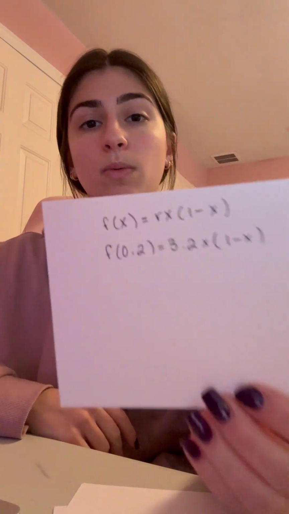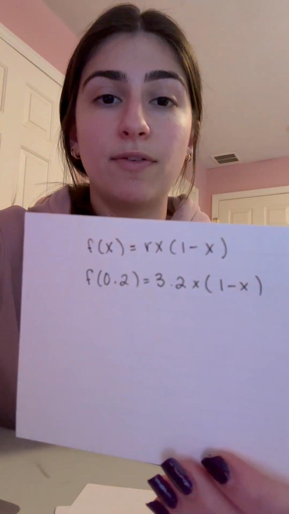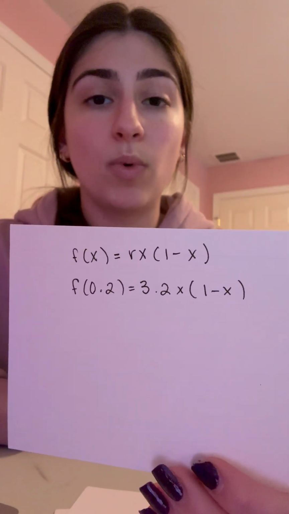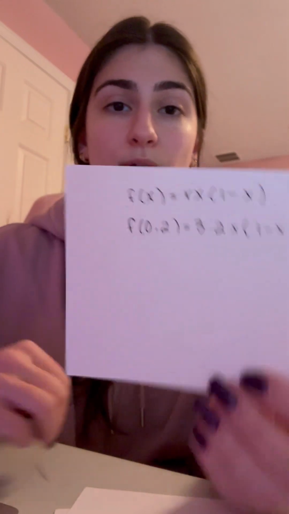For number 19, we have our R equal to 3.2 and our X naught value equaling 0.2. We have the equation f of x equals Rx times 1 minus x. When we plug in 0.2, we receive a value of 0.513. This is now our x sub 1 value.